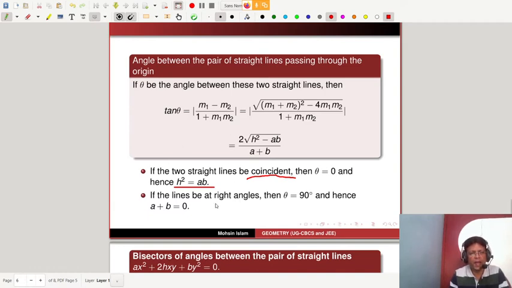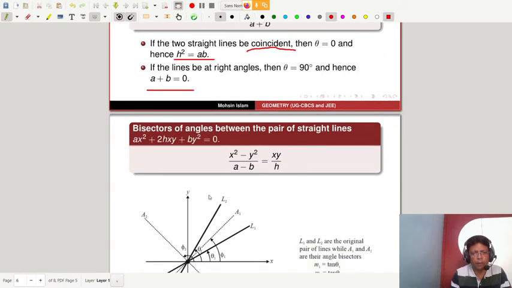And if two lines are at right angle, that is tan theta is 90, tan 90 is undefined. Hence, your denominator must be 0. That is a plus b equal to 0. And a is the coefficient of x squared and b is the coefficient of y squared. So the sum of the coefficient of x squared plus the coefficient of y squared will be 0. That is the condition. You can check this condition in problems to see that two lines are perpendicular.